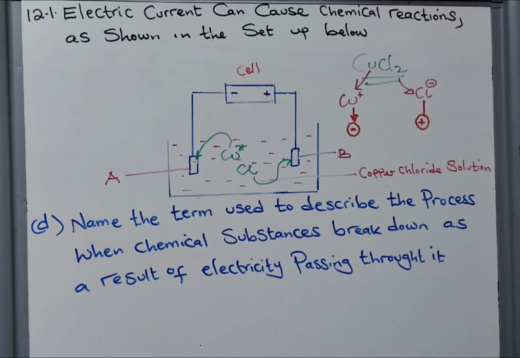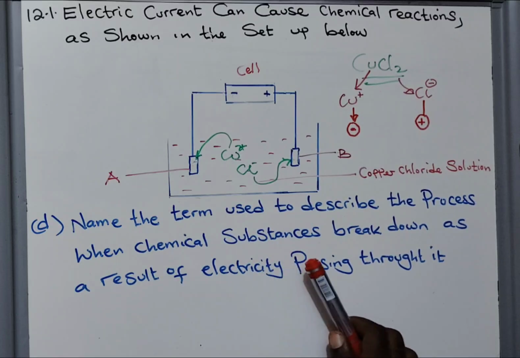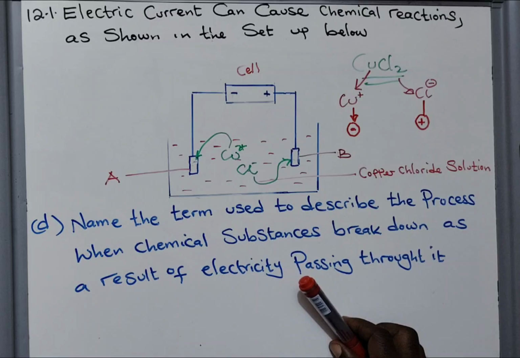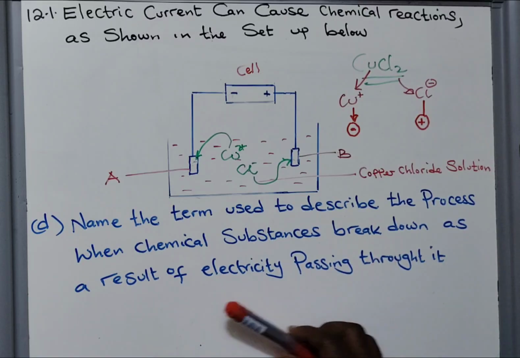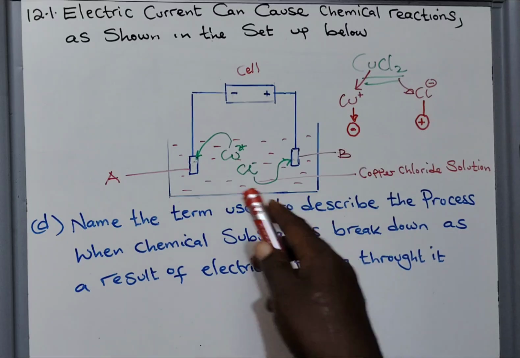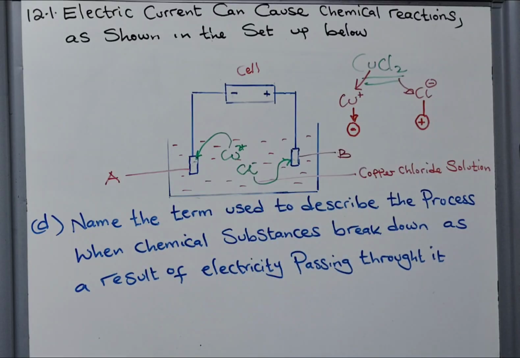So comes this question. It says, name the term used to describe the process when chemical substances break down as a result of electricity passing through them. We have seen copper chloride. When electricity goes through it, it breaks down into copper and chlorine. What term is given to such a process? The term is electrolysis.